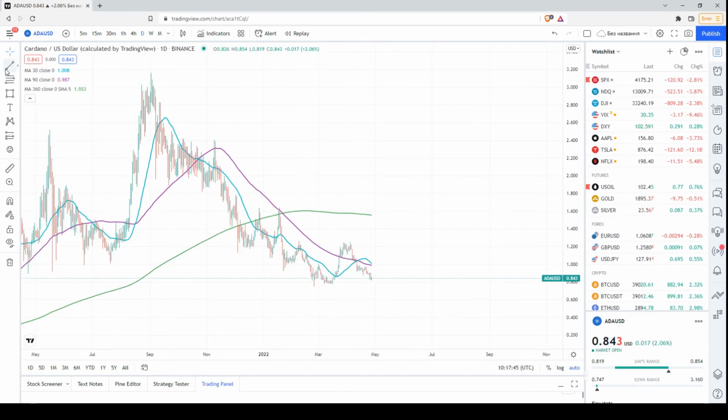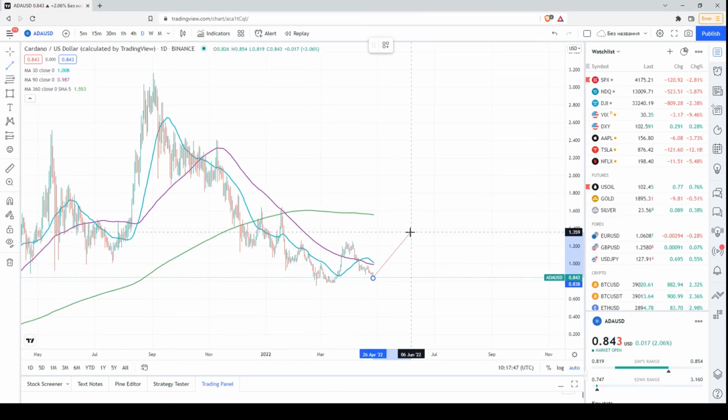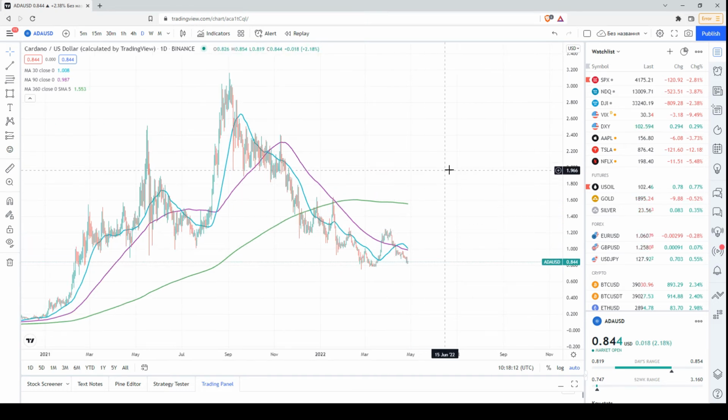Once again, I will change my mind if I see a rebound and the price above these three moving averages. Then I will say, yes, it seems that this bearish pressure is disappearing. The bulls are trying to, let's say, regain control over the market, but at the moment we're below these three moving averages. That's why I would say that the bears are much stronger than the bulls at the moment.